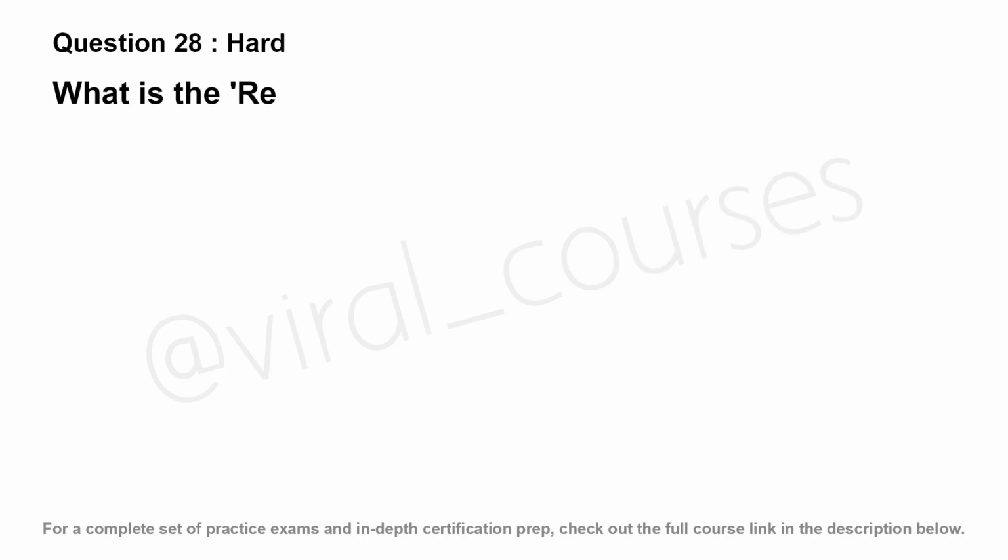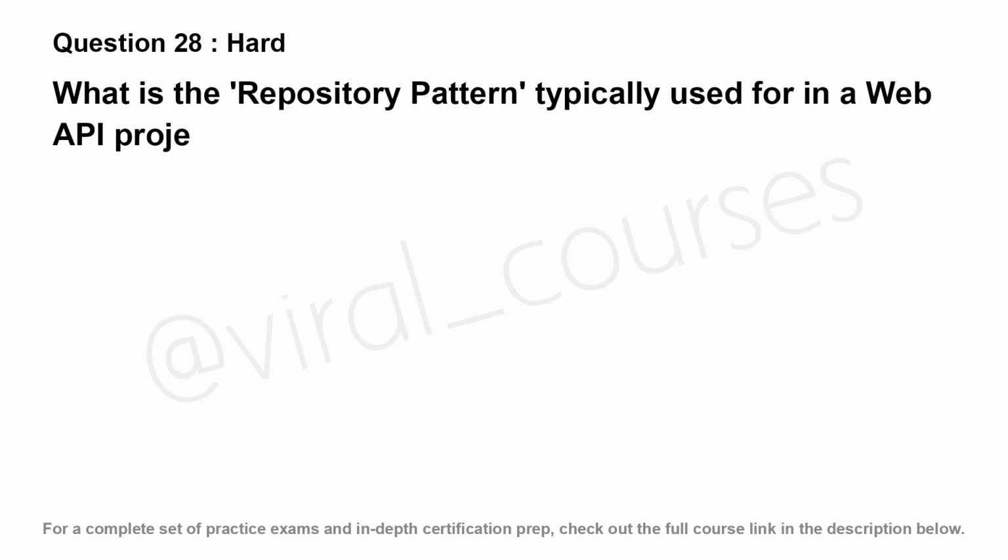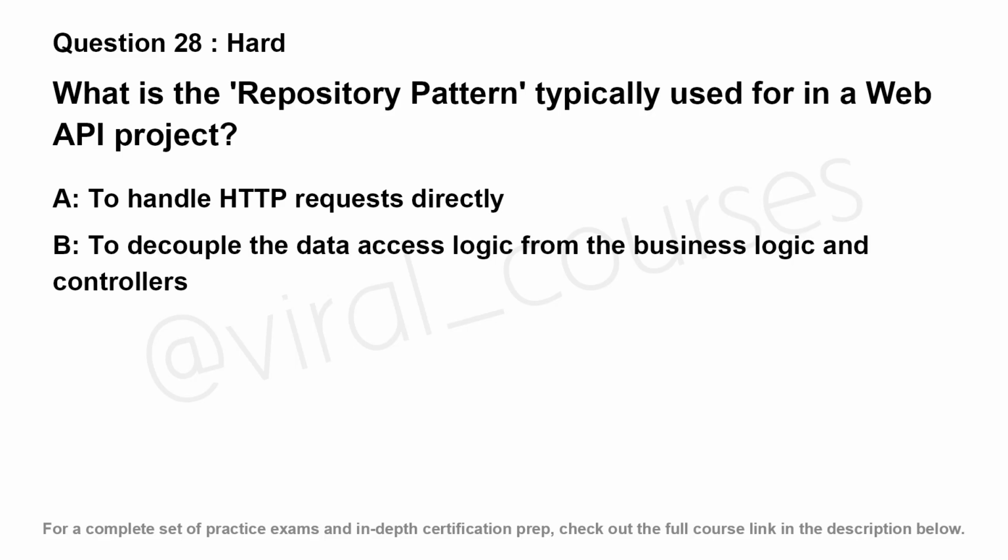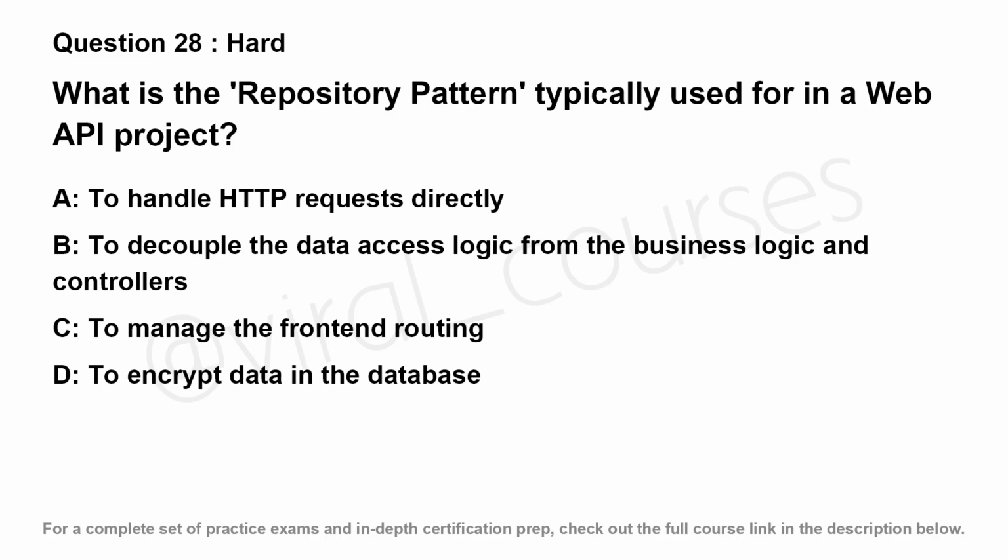What is the repository pattern typically used for in a Web API project? Option A, to handle HTTP requests directly. Option B, to decouple the data access logic from the business logic and controllers. Option C, to manage the front-end routing. Option D, to encrypt data in the database.